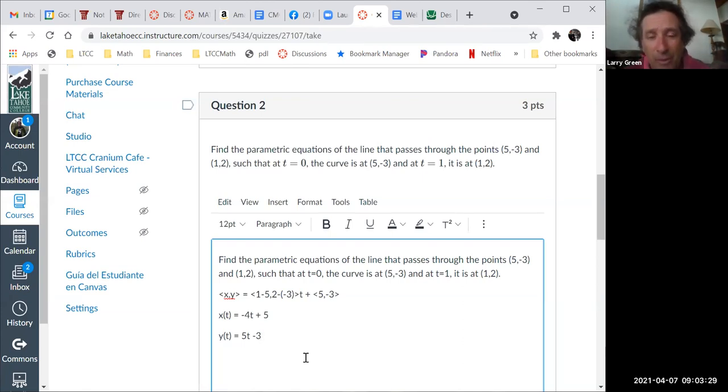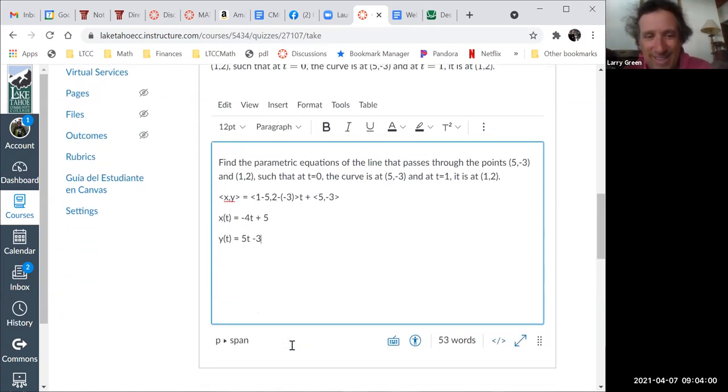Okay. By the way, a quick check of the work. I always like to check. If you plug in 0 for t, what do you get? 5, -3. Good, and that's what we want. Is that clear? If you plug in 1, we get (1, 2), and that's what we want. So if you can check your work in 2 seconds, it's worth it. If it takes 20 minutes to check your work, it's not worth it since the quiz is only 20 minutes. Okay, so let's go to the third one.